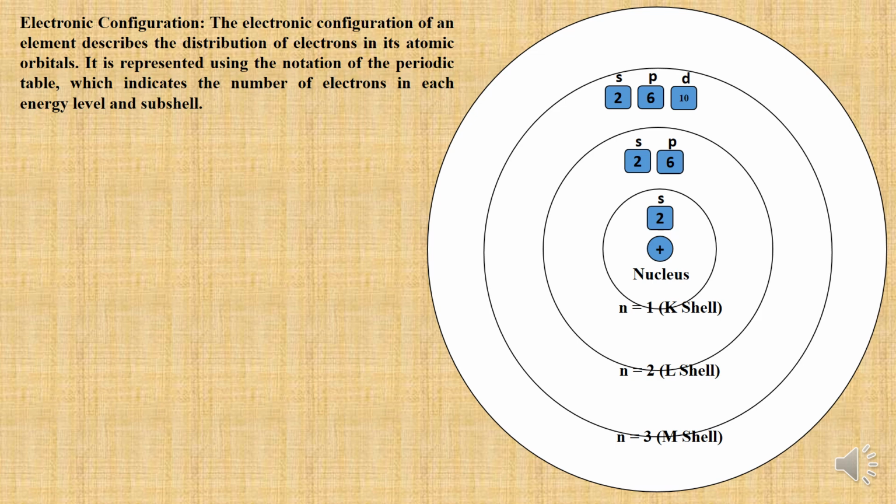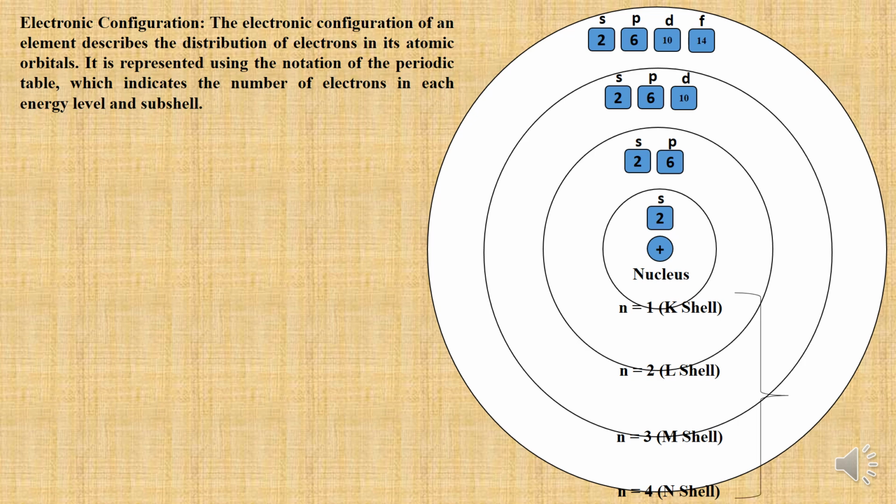And this is followed by the fourth energy level or shell, also known as the N shell. And within the fourth shell, you will find the subshell with s orbital containing 2 electrons, p orbital containing 6 electrons, d orbital containing 10 electrons, and f orbital containing 14 electrons. So this is how the electrons are distributed or arranged in the atomic orbitals of the respective atom.